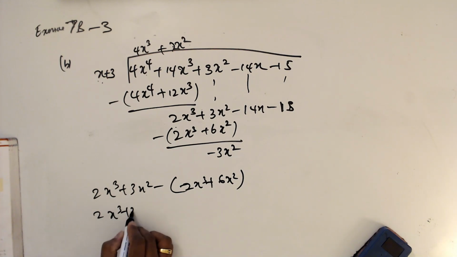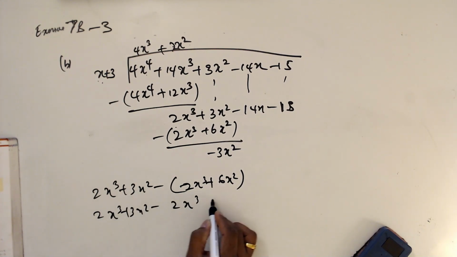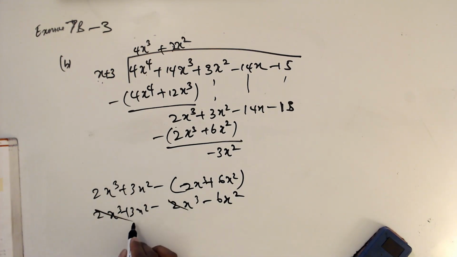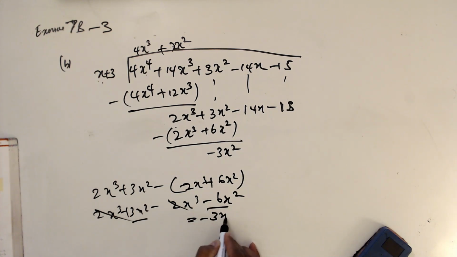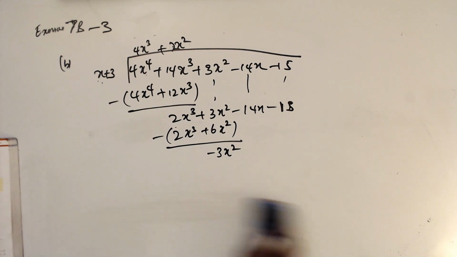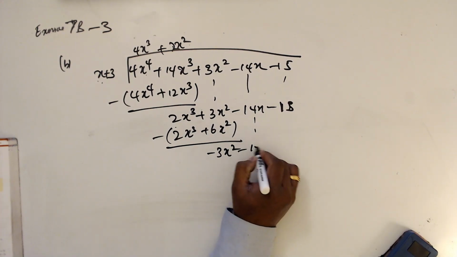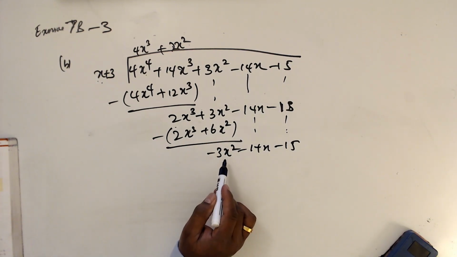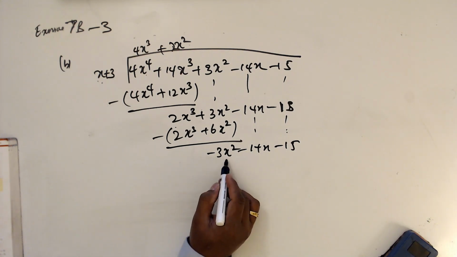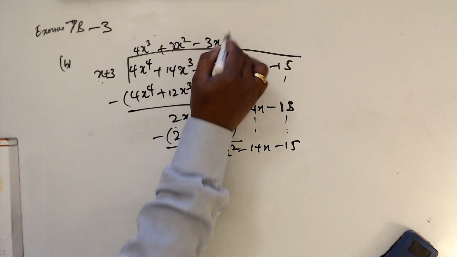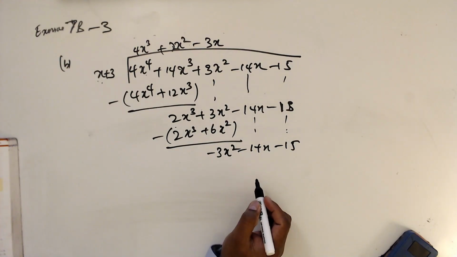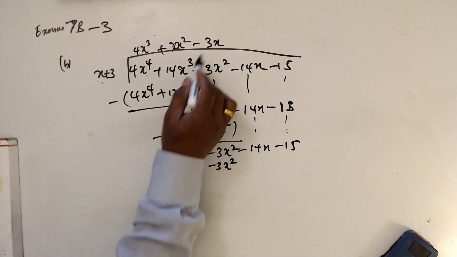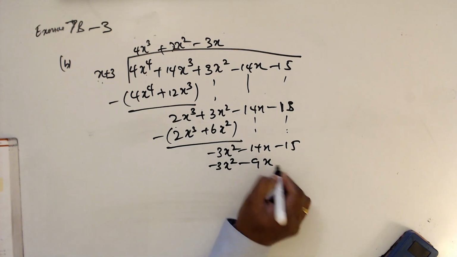So 2x cubed plus 3x squared minus 2x cubed minus 6x squared. This is cancelled out, plus 3x squared minus 3x squared. Then bring down. Then how many x go into minus 3x? It is going to be minus 3. So minus 3 times x is minus 3x squared, minus 3 times plus 3 is minus 9x.